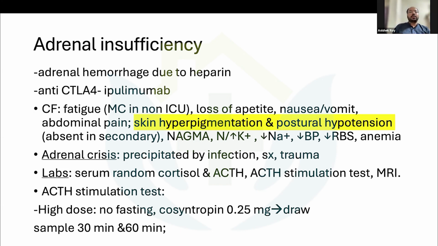Probably I missed out on mentioning this. Unexplained fever is one of the causes of pyrexia, a non-infective cause of fever in the ICU. Adrenal crisis per se can be precipitated by an infection, trauma, surgery, stress, anything. What labs can you send?